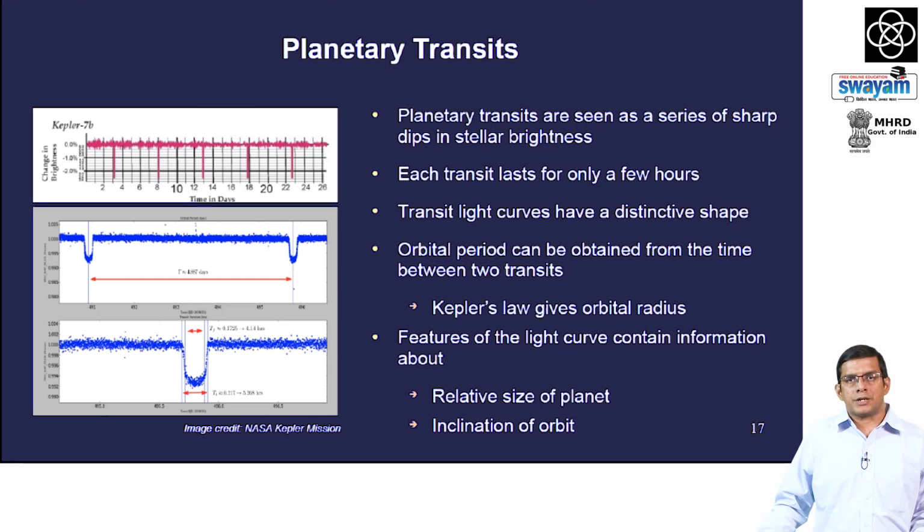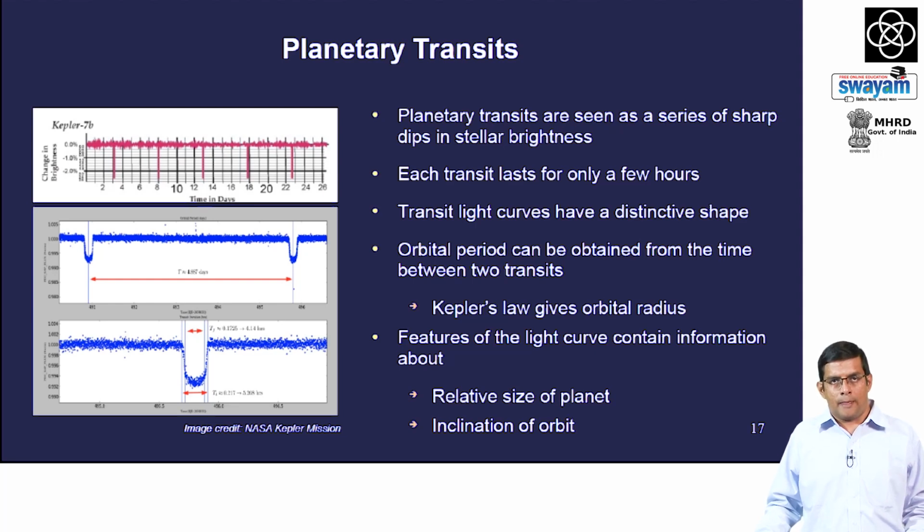So, the planetary transits are seen as a series of sharp dips in stellar brightness. This is data from the Kepler satellite. The stellar luminosity is measured very precisely in this, and you can see that these dips here, which are very regular and periodic, are the planetary transits. Each of these dips actually has a U shape like this, and this transit lasts only for a few hours, and the difference in time between two successive transits gives the orbital period of the planet.